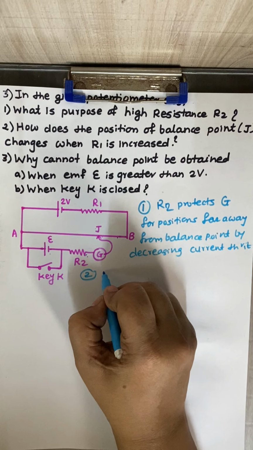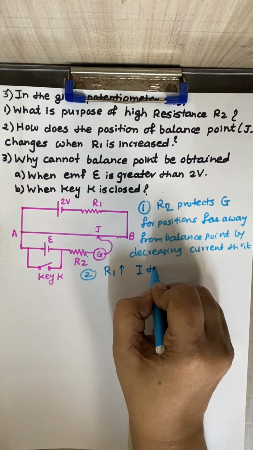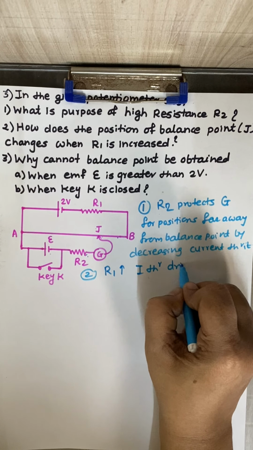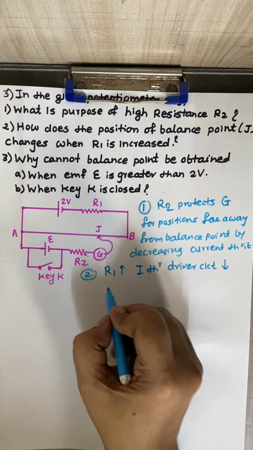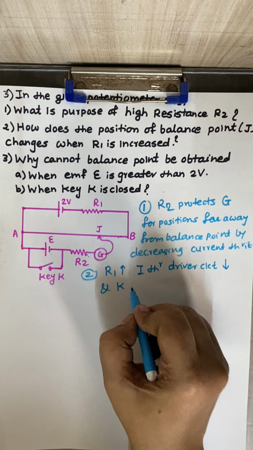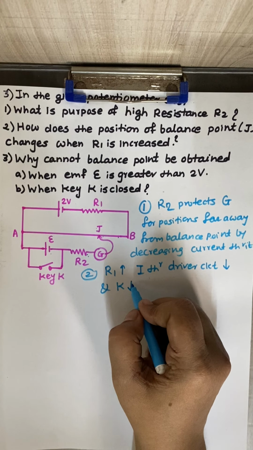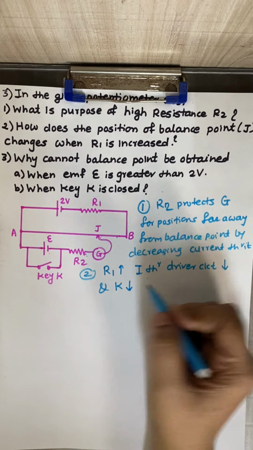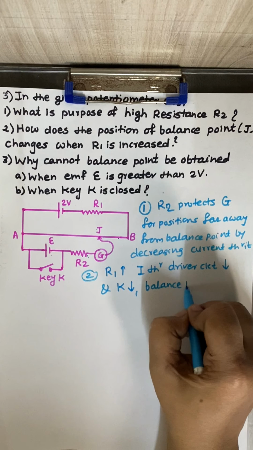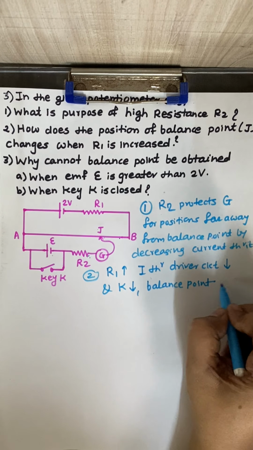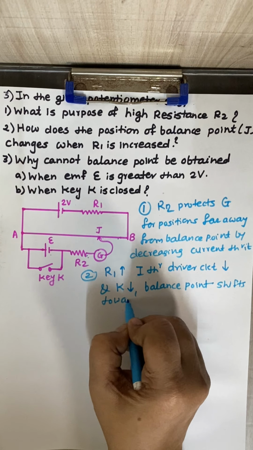So I will write down here: if R1 is increased, then the current I through the driver circuit goes on decreasing, and K, that is the potential gradient, also goes on decreasing. As the potential gradient across the wire AB decreases, the balance point shifts towards B.